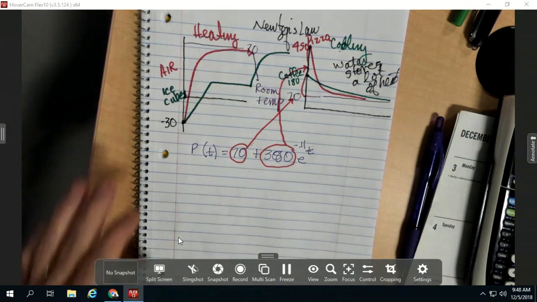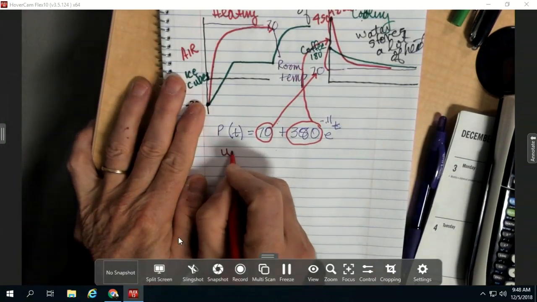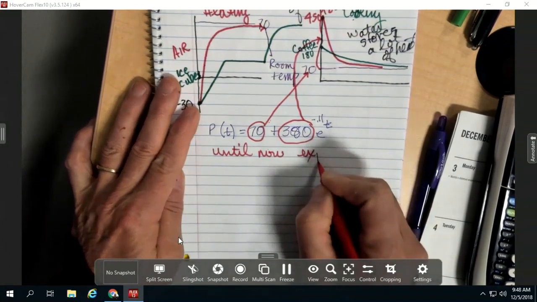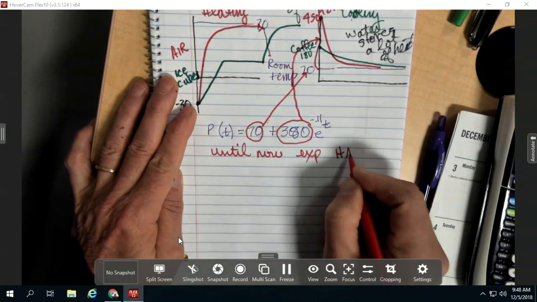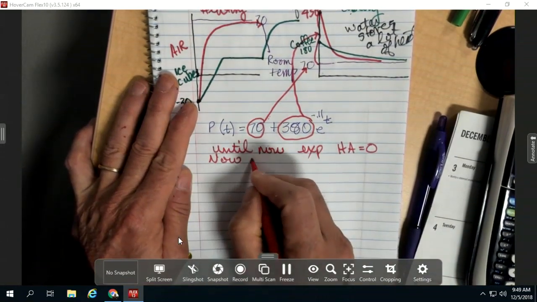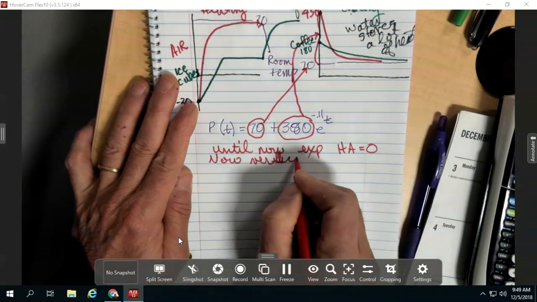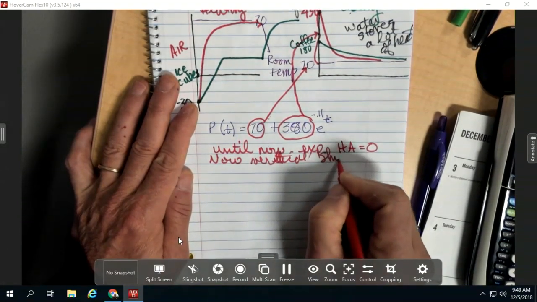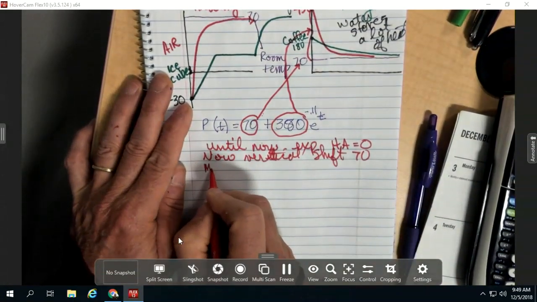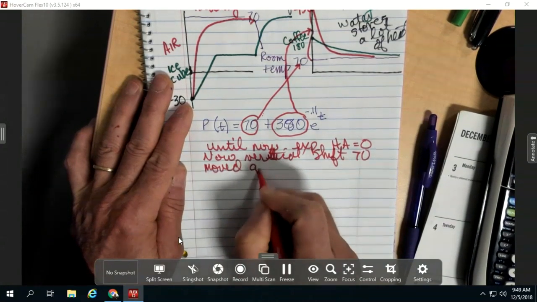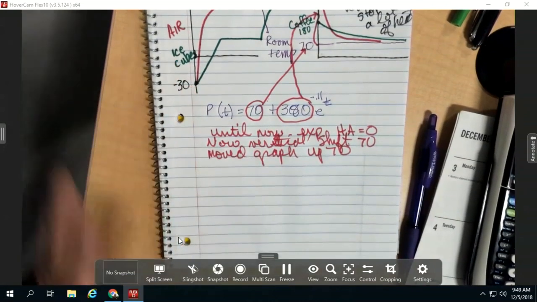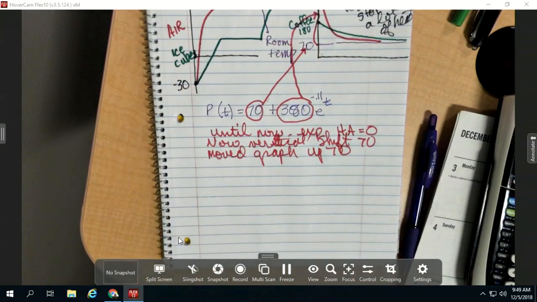So up until now, our exponentials had a horizontal asymptote at 0. Now we have a vertical shift of 70. What did it do? It moved our graph up 70 degrees. So it started out at 380.